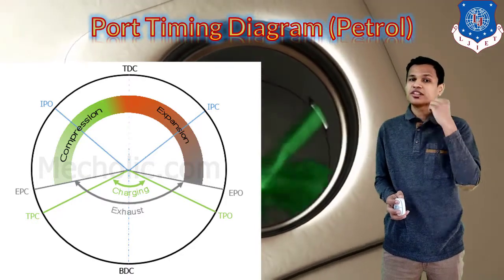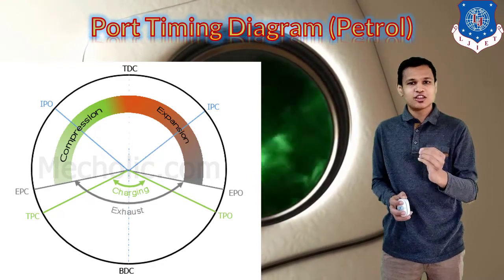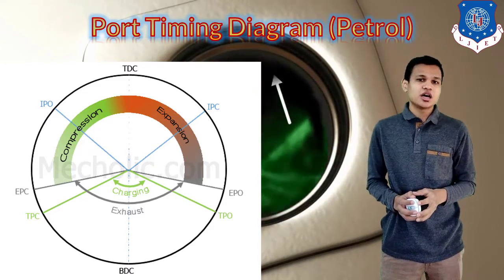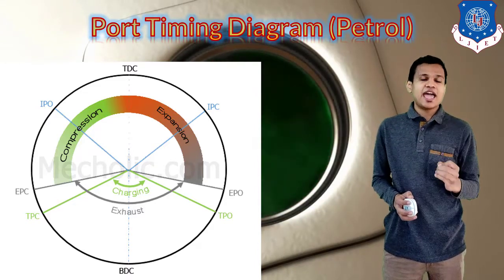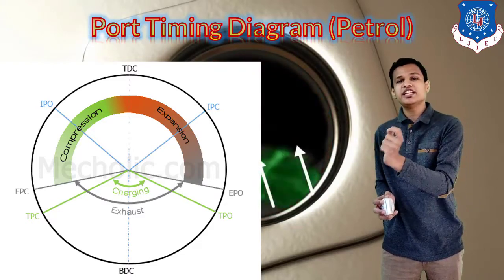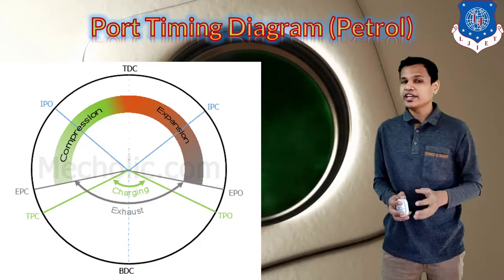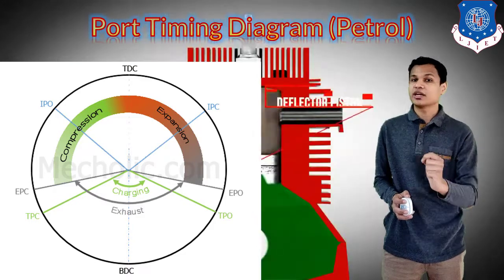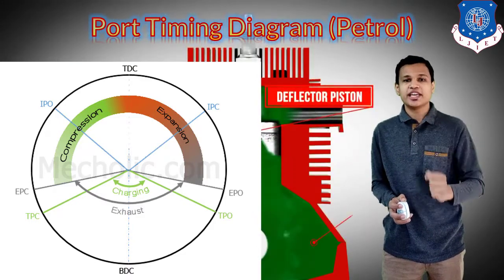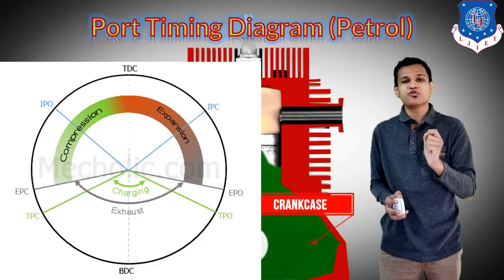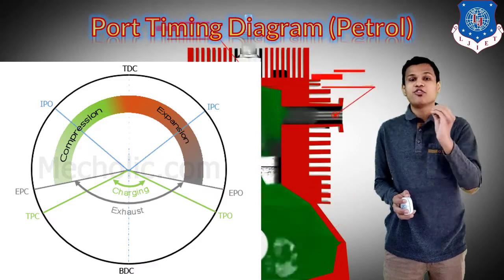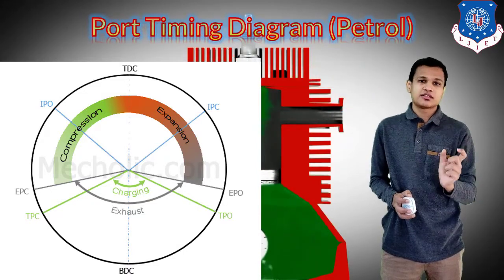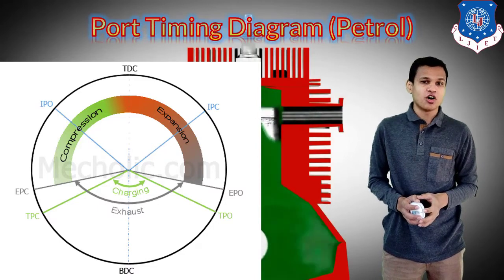When the charge comes into the engine through the transfer port, it supplies the charge to the upper part of the piston. That happens just before the BDC. Theoretically, we open the transfer port when the piston is at the BDC, the bottom dead center. But in the actual case, the charge has to enter before the BDC.